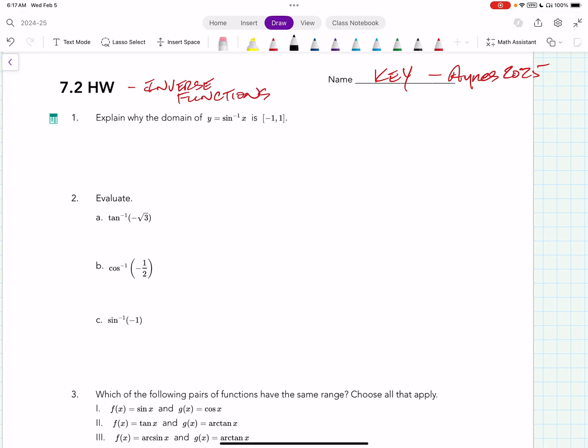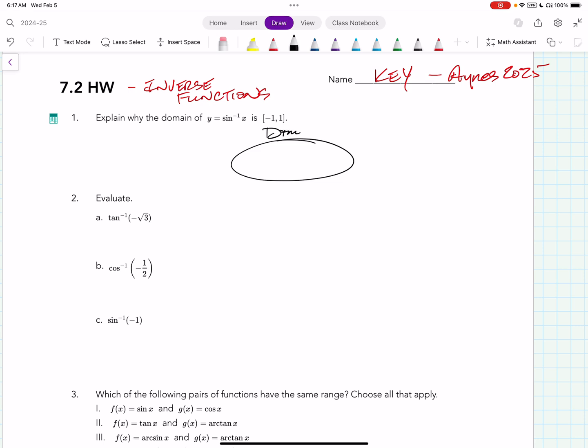Number one, explain why the domain of the inverse sine, y equals sine inverse of x, is negative 1 to 1 inclusive. Which is from negative 1 to 1, any number between negative 1 and 1. Well, this goes back to how we restricted the sine function. So in class, I talked about how we had to restrict that.